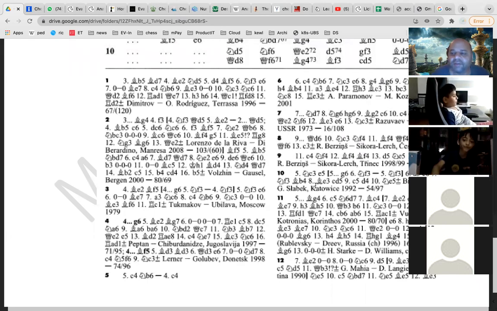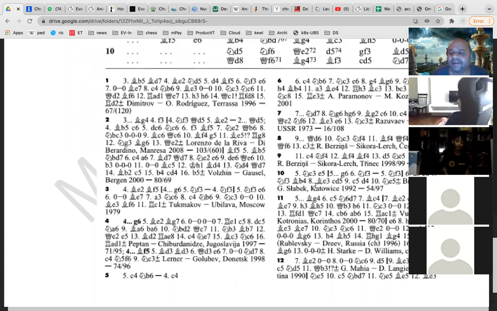It is a very nice book from Gambit Publications, and it has 50 openings reasonably explained, which you can learn at this level. That is enough. I will send that link also. That is what I will recommend, not the Informant Encyclopedia. The Encyclopedia is for when you start becoming a master.